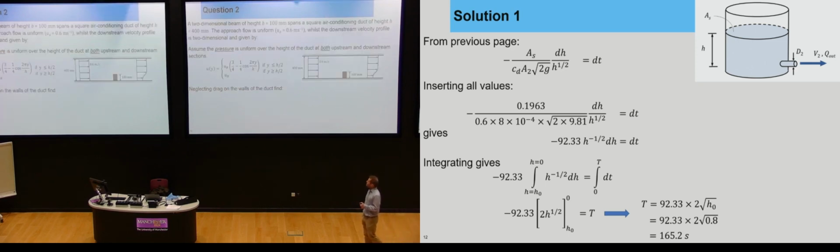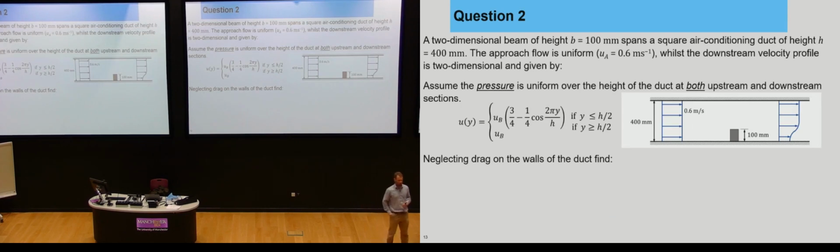All right, so question 2 is a bit more involved. A two-dimensional beam of height 100 millimeters spans a square air conditioning duct of height h, which is equal to 400 millimeters. The approach flow is uniform, and it has a velocity UA equal to 0.6 meters per second, whilst the downstream velocity profile is two-dimensional, given by this equation that's misplaced just here.